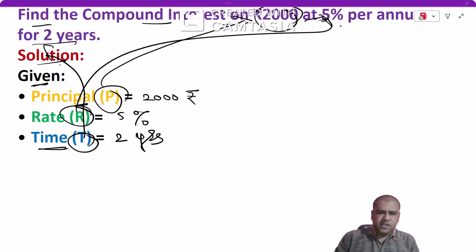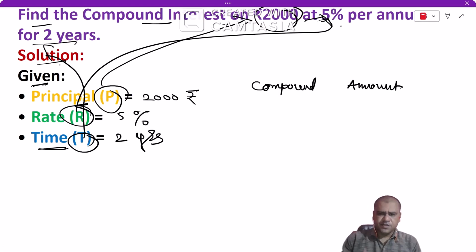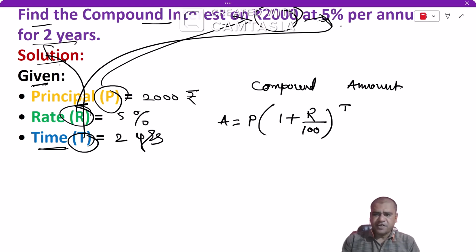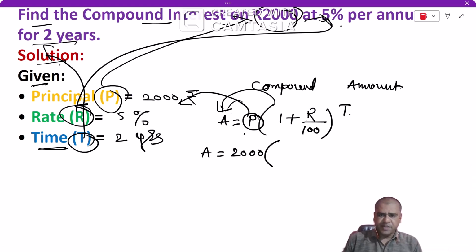We know the formula for the compound amount: A equals P into bracket 1 plus R by 100 to the power T. By putting the values of P, R and T, we can easily find the amount. Therefore A equals 2000 into bracket 1 plus 5 divided by 100 to the power T, where the value of T is 2.